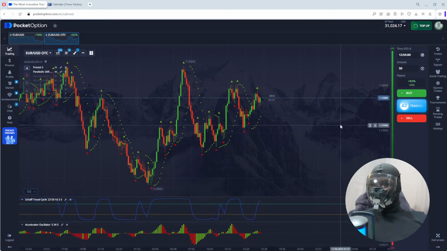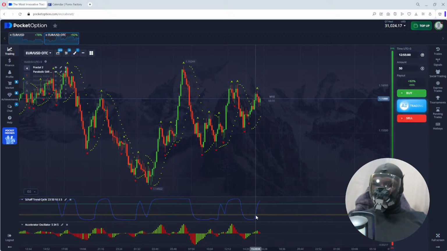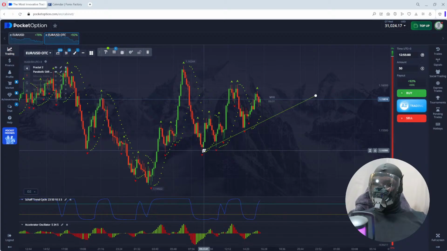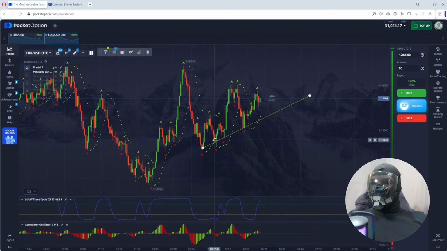We will also keep an eye out on fractals that we've discussed before in previous videos, on Parabolic SAR, and on Schaff, which is one of my personal favorites. And we will not forget something that I can't live without: support and resistance levels. Look at this beaut right here. We've got 1, 2, 3, technically, and 4.